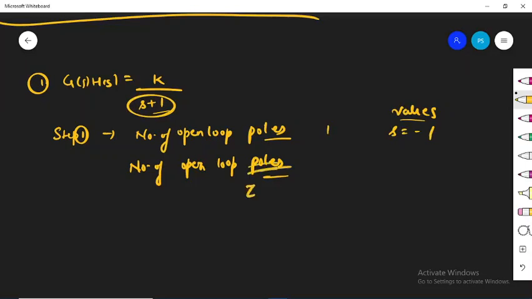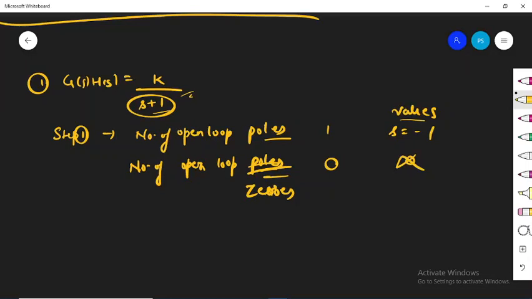This is open loop zeros, sorry, and we have got no zeros over here. So the number of open loop zeros in this example is 0, no zeros.